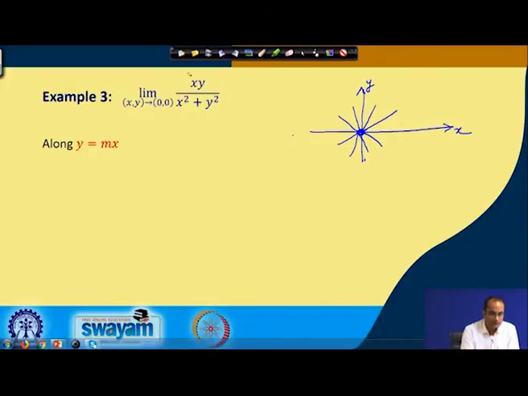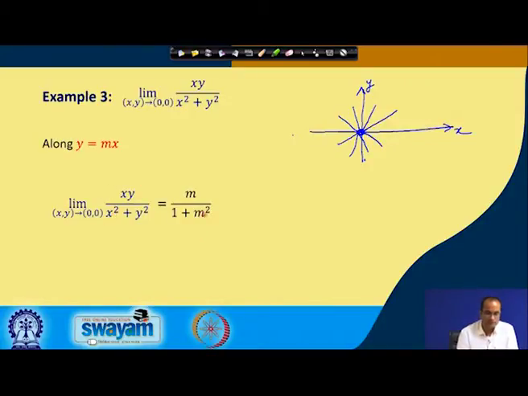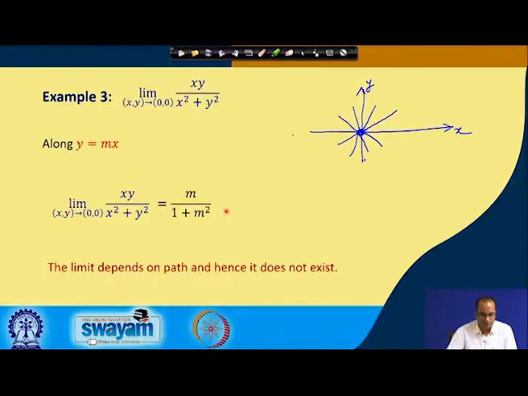So, in this case what will be this limit here? So, y we can substitute as earlier, y is equal to m x. So, here we will have m x square and then x square plus m square x square, and x square will get cancelled and we will get m over 1 plus m square. So, what we observe again is that for different values of m we are getting a different limit. Therefore, the limit depends on the path and again this limit does not exist.